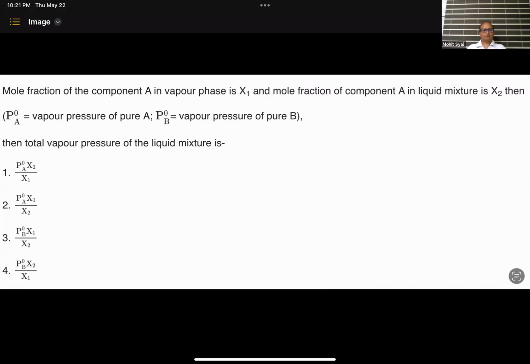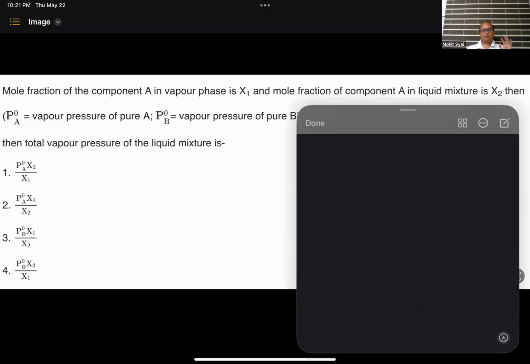This is also an easy question. So the mole fraction in the vapor phase of some component is x1 and in the solution of the same component is x2. In the solution it is x2. In the vapor, the mole fraction of A. Got it?